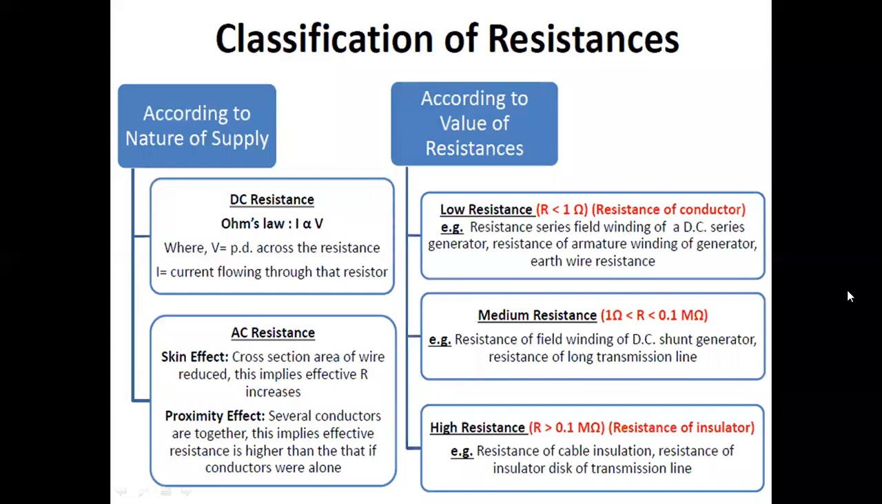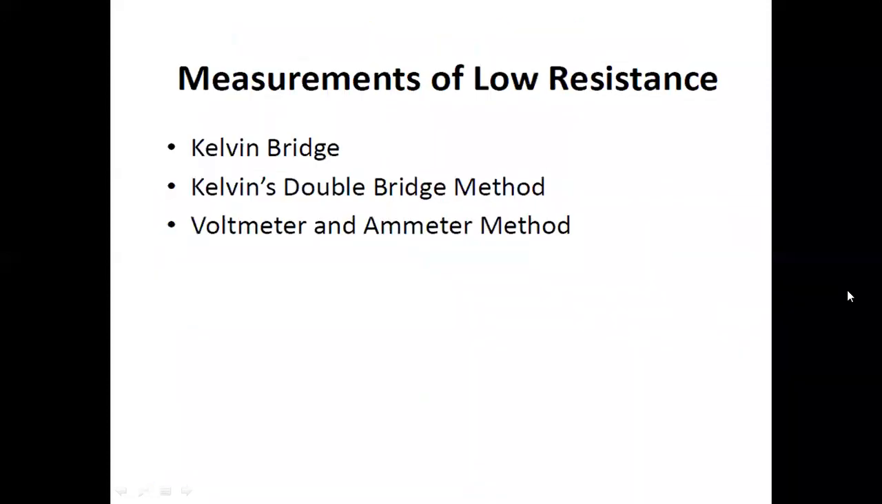So next we will consider the measurement of low resistance. The measurement of low resistance can be done in three ways. First one, Kelvin's bridge. Second one is the derivation from the Kelvin's bridge, that is Kelvin's double bridge. And the third one is the simple voltmeter ammeter method. But in our syllabus, the most effective way to measure low resistance is the Kelvin's double bridge method. Okay.